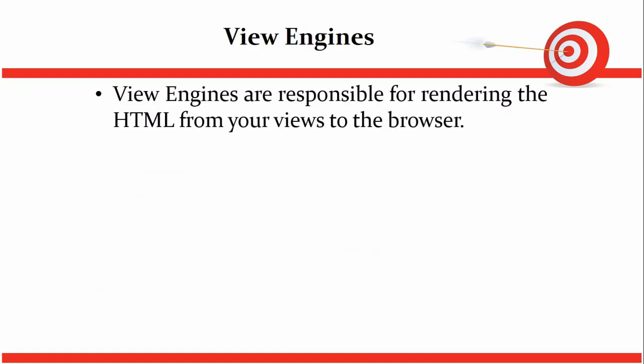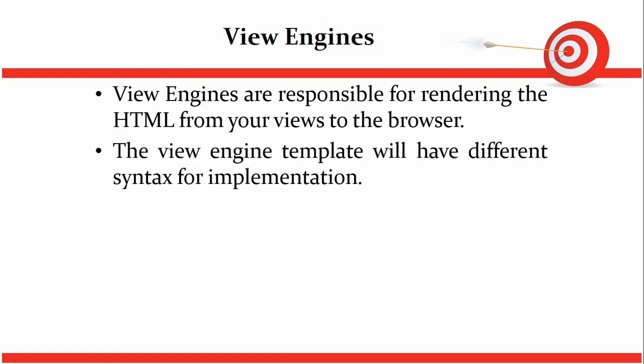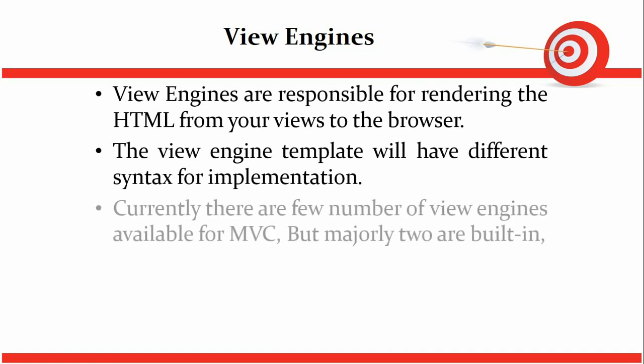Now comes a very important thing, which we have already discussed with Razor: the view engine. What is called a view engine? There are two types of view engine here in ASP.NET MVC that you can use by default. They are responsible for rendering the HTML page from your views to the browser. The view engine template will have different syntax for implementation. Right now, we will have two inbuilt ones. That's all I'm going to discuss. Other things I'm not going to discuss.